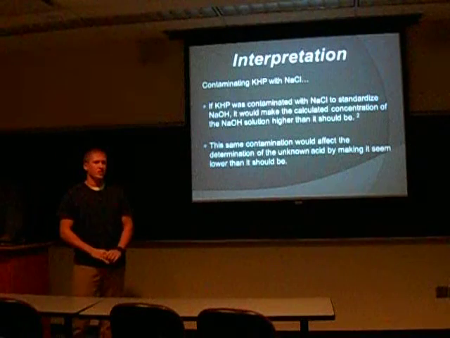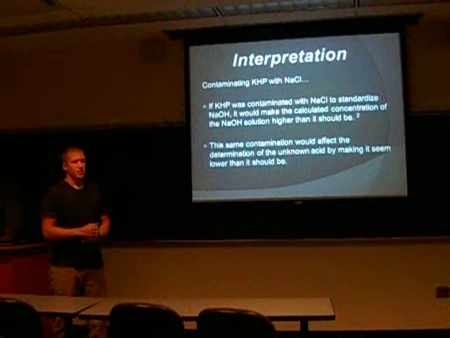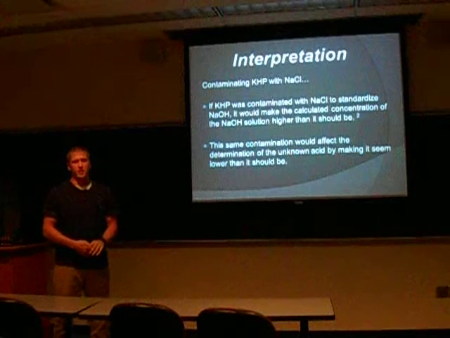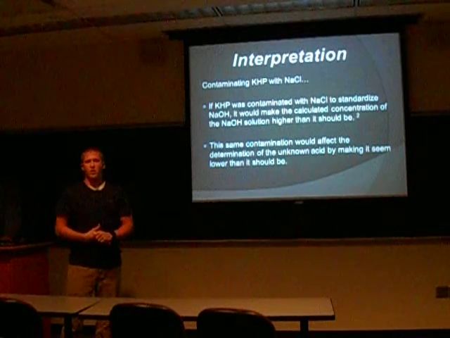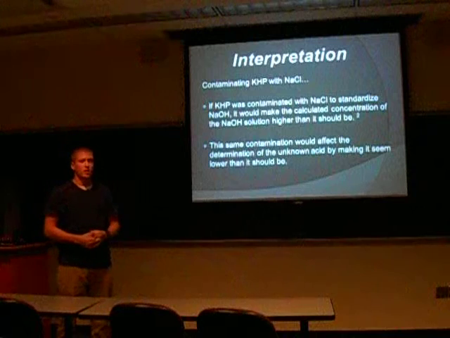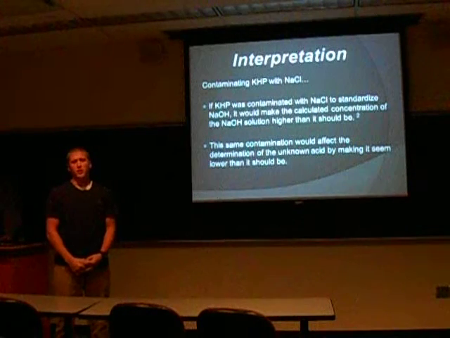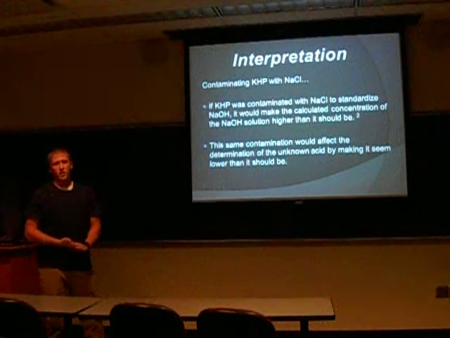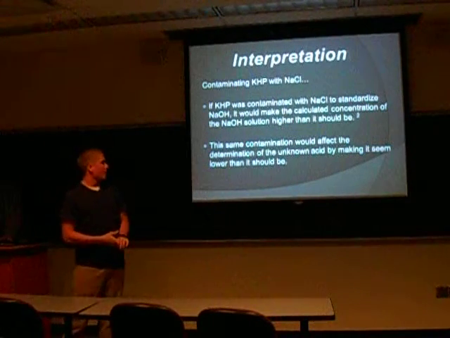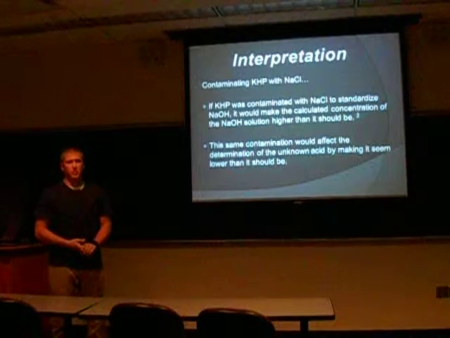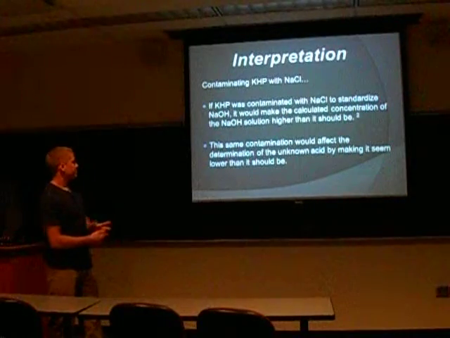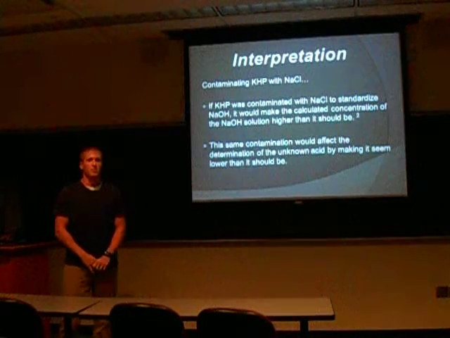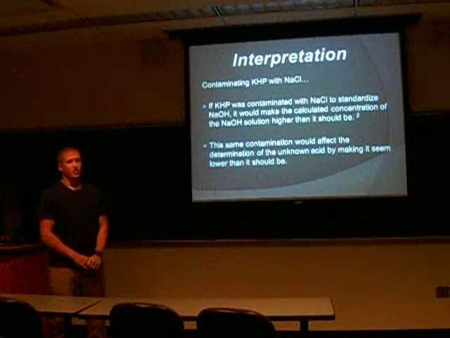In interpretation, these are the questions. It said, if the potassium hydrogen phthalate was contaminated with sodium chloride, what would happen? Basically, sodium chloride is a salt that would break apart, the chlorine would attract the hydrogen ions, and that reduction of availability of the hydrogen ions in the solution is basically going to raise the concentration of the base, which is sodium hydroxide, and lower the concentration of the acid, the potassium hydrogen phthalate, because of the fewer hydrogen ions in the solution.